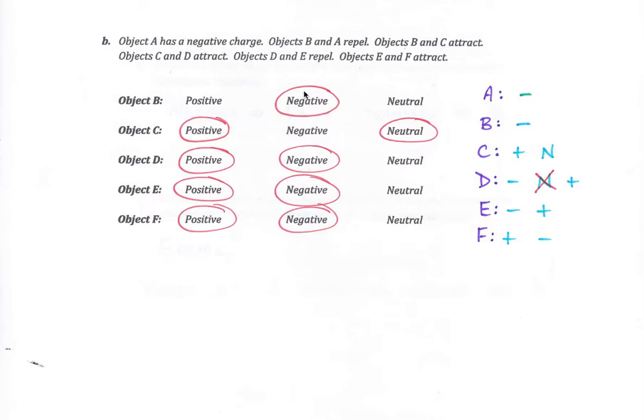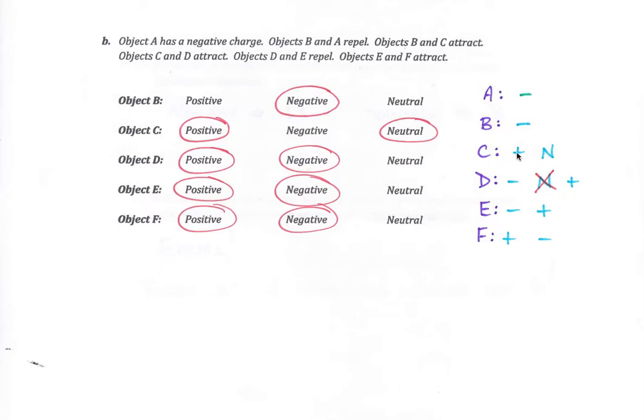When it comes to part B, I'm told that A has a negative charge. A and B repel. Well, if A is negative, there's only one option that will repel that, and that would be a negative. So B must be negative. B and C attract. There's two things that will attract to a negative. It would be a positive as well as a neutral. C and D attract. Well, two options.